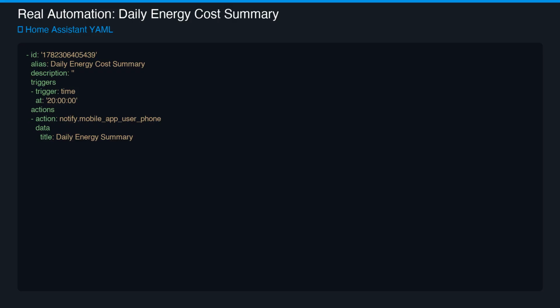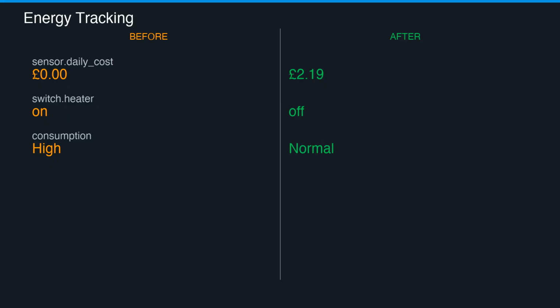Now that we have the data, we need to make it intelligent. Just knowing the cost isn't enough, we need context. We need to know when that cost is rising faster than it should. I have set up an automation that monitors this daily_cost entity against a specific threshold. But we do not want it to nag us constantly. We need to filter it based on what is actually happening in the house. This is where my presence tracking comes into play.